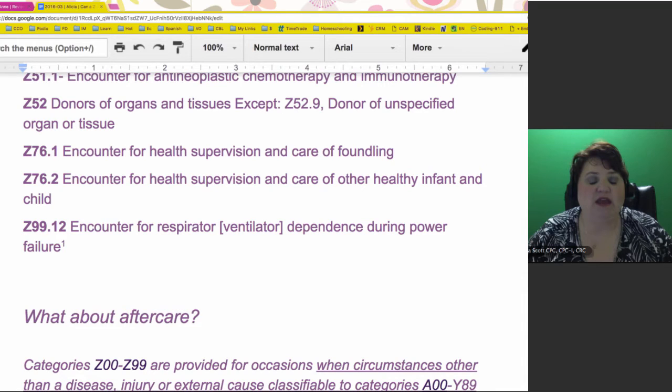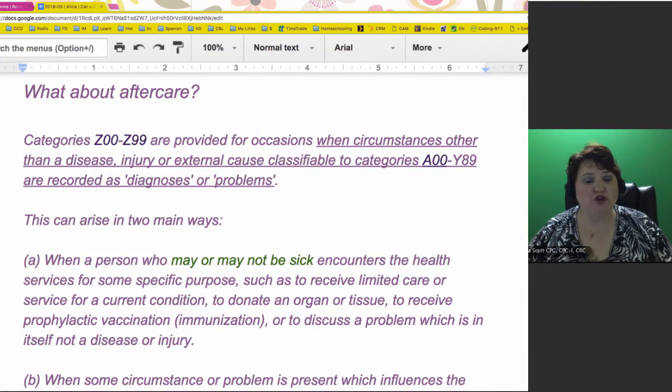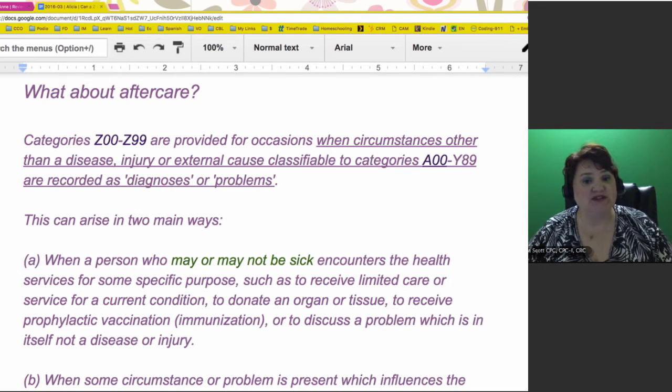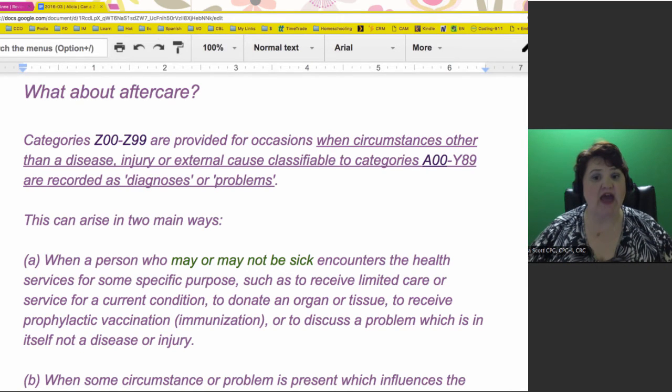So it was mentioned in the question about aftercare, so I want to highlight that quickly. So if you've got the categories Z00 through Z99, and these codes, why do we have them? Well, they're for occasions when circumstances other than a disease, injury, or external cause classifiable to the categories of A00 through Y89, okay, that's that huge range, are recorded as diagnosis or problems. Right, and this is going to be stated, at least in Find a Code, on every Z code.